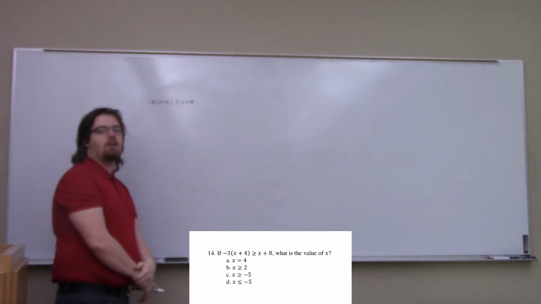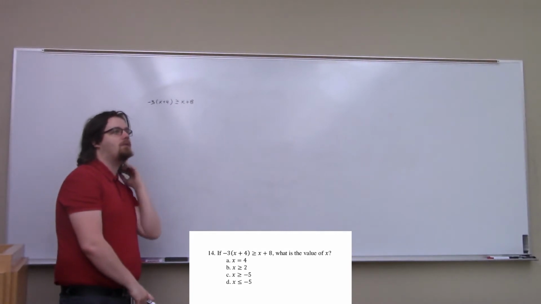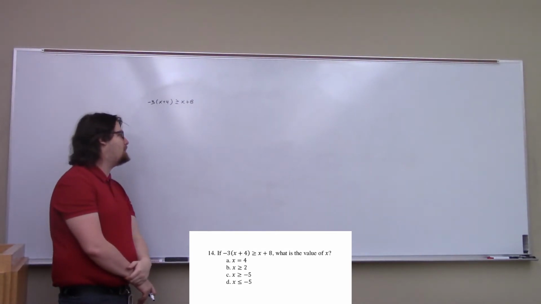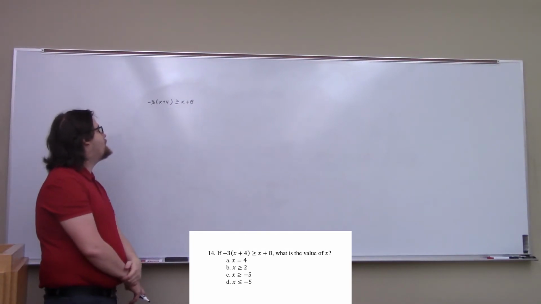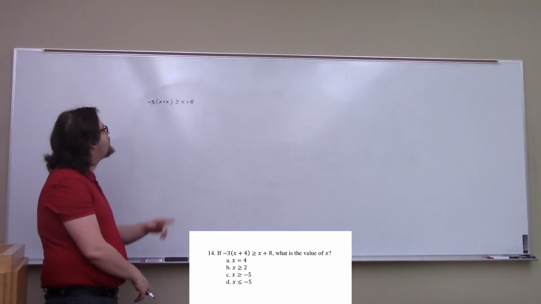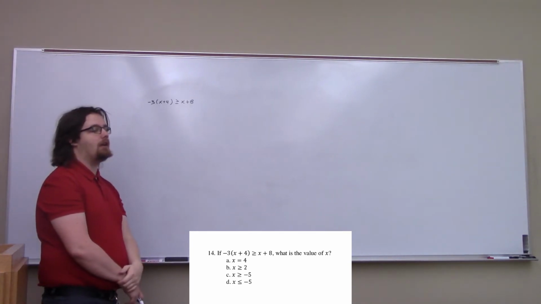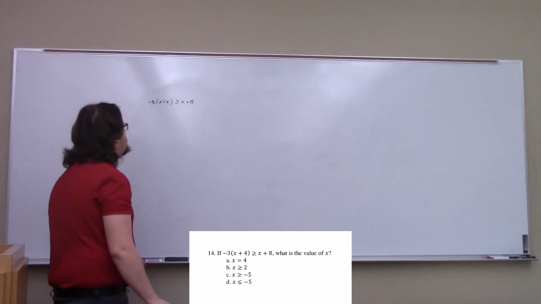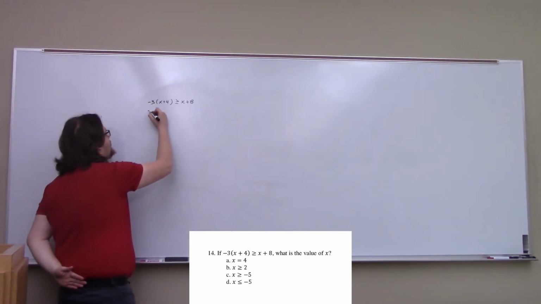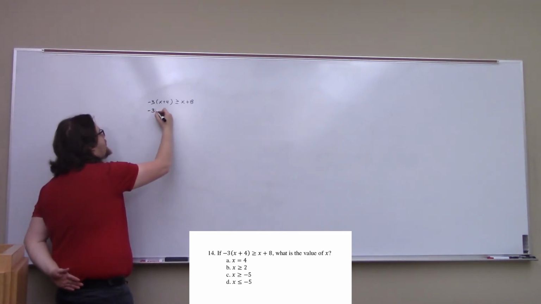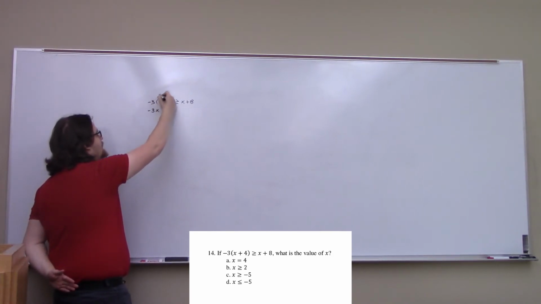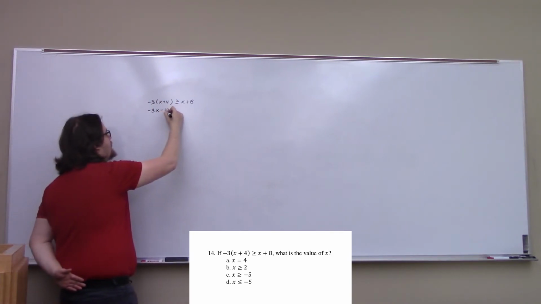Alright, so here we have problem 14 from test 2 from the test prep books, TSI assessment. This problem is relatively straightforward. We're simply asked to find x in the following inequality. We'll begin by simplifying the left side. -3 times x is -3x. -3 times 4 is -12.